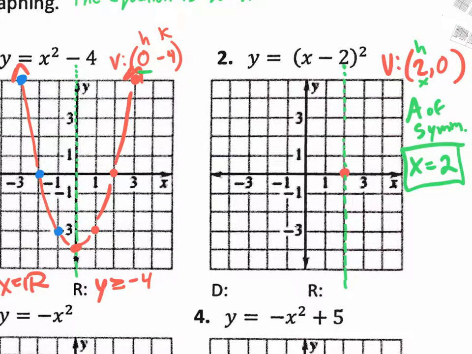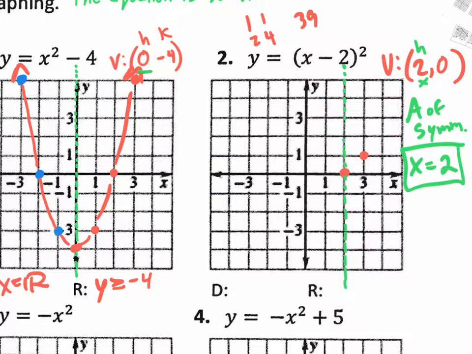So I can use the pattern that we memorized, the 1, 1, the 2, 4, the 3, 9. Okay? So let's go 1 over, and do I go 1 up or 1 down? 1 up. Now why is that? Because the a value is positive. That means it's going to be going up, right? 1 over, 1 up. So everybody put a dot right there.